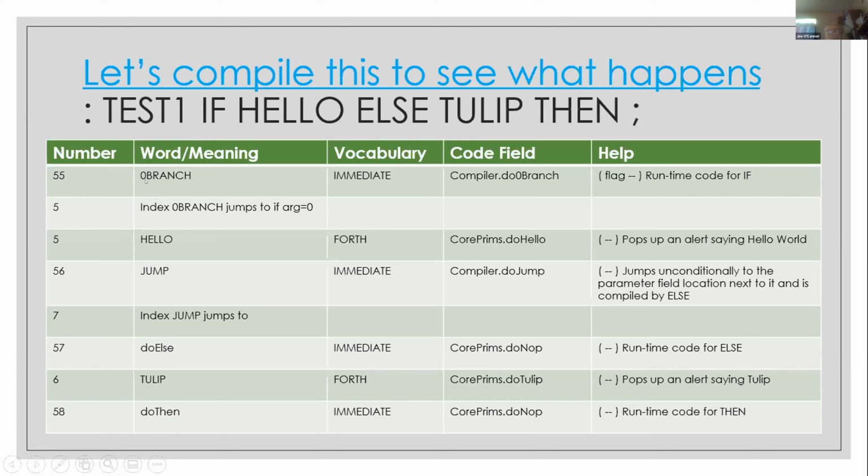Okay, this is the compiled definition in the parameter field. So you have 55, and that's 0 branch, and it has an immediate vocabulary. And so compile if with the execute action, it compiled the runtime code for if.